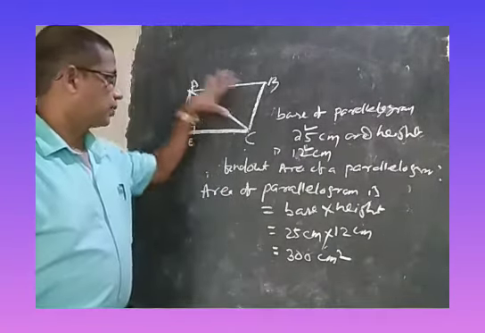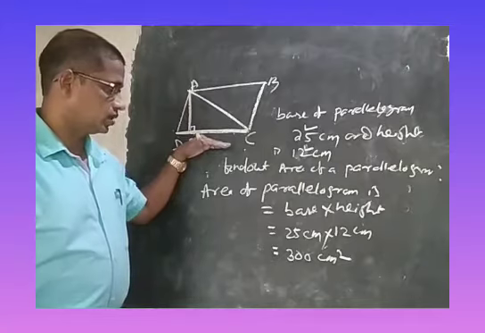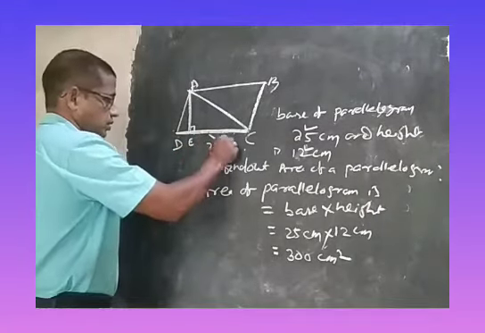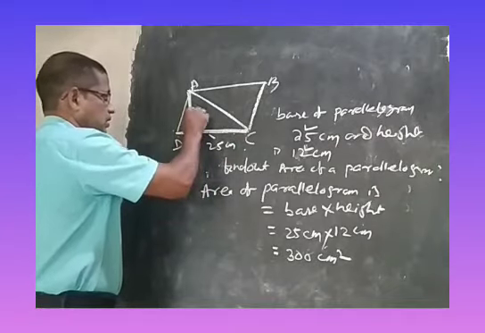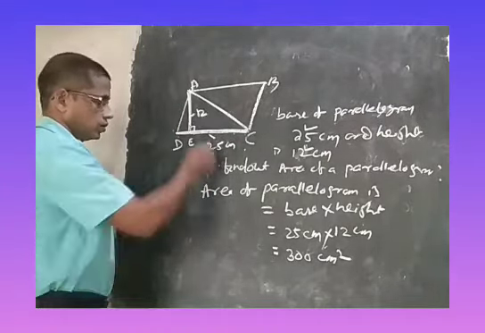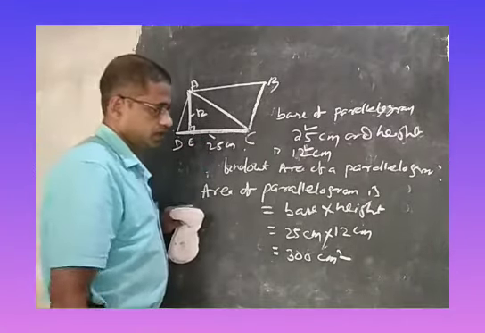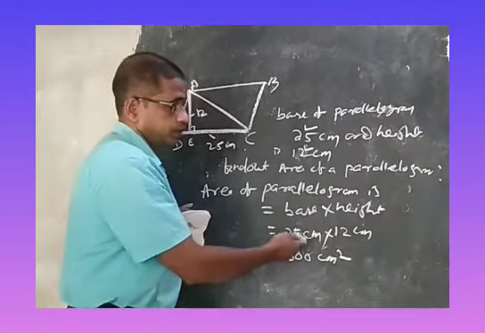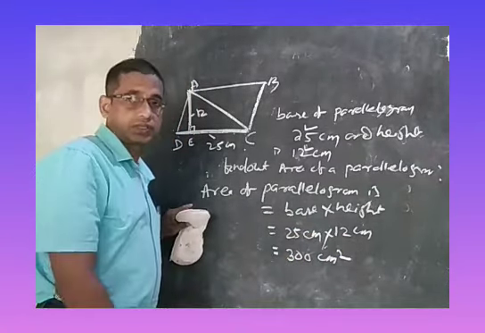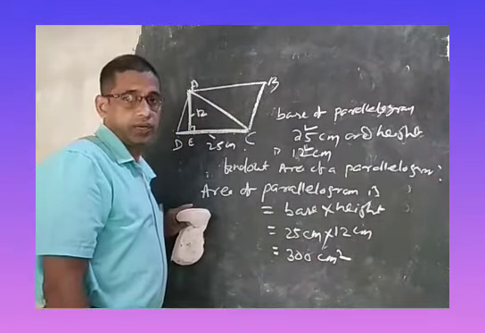If in a parallelogram the base is 25 centimeters, here CD is 25 centimeters, and the height is 12 centimeters, given in the question, we find the area of the parallelogram is base into height, 25 centimeters and 12 centimeters, equal to 300 square centimeters.